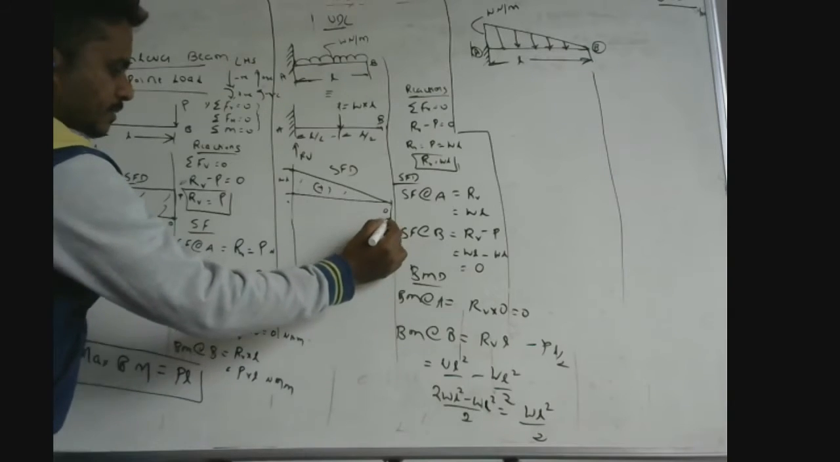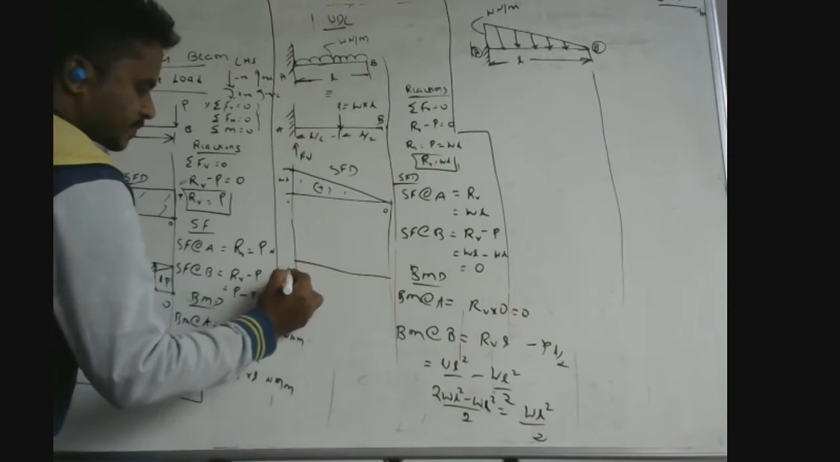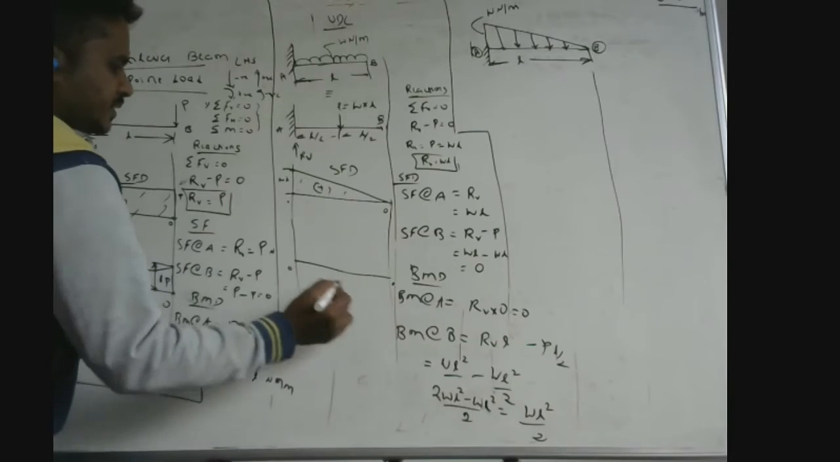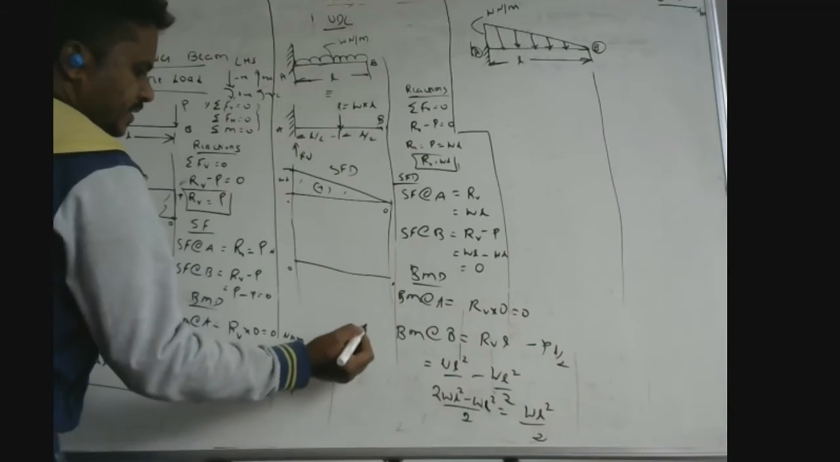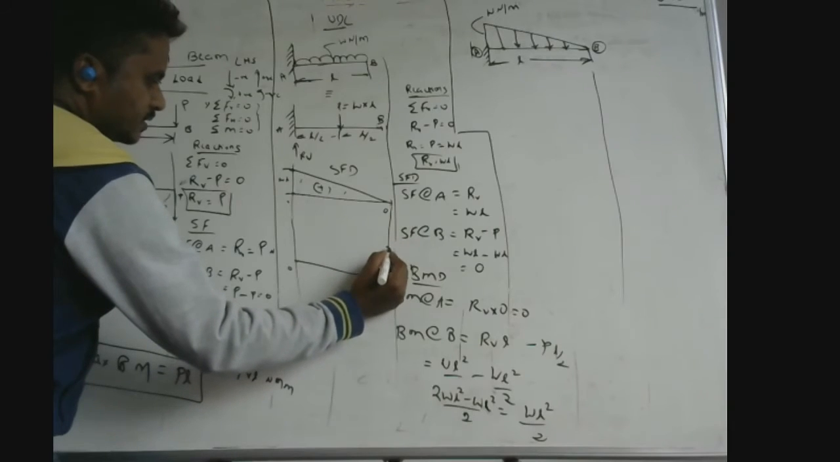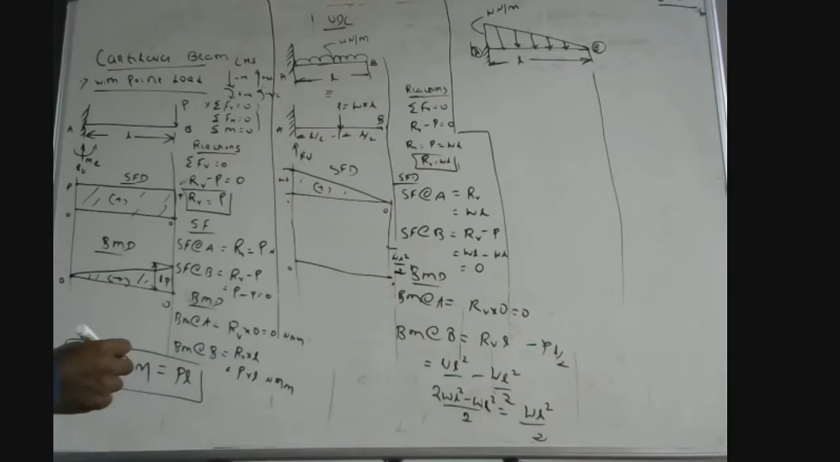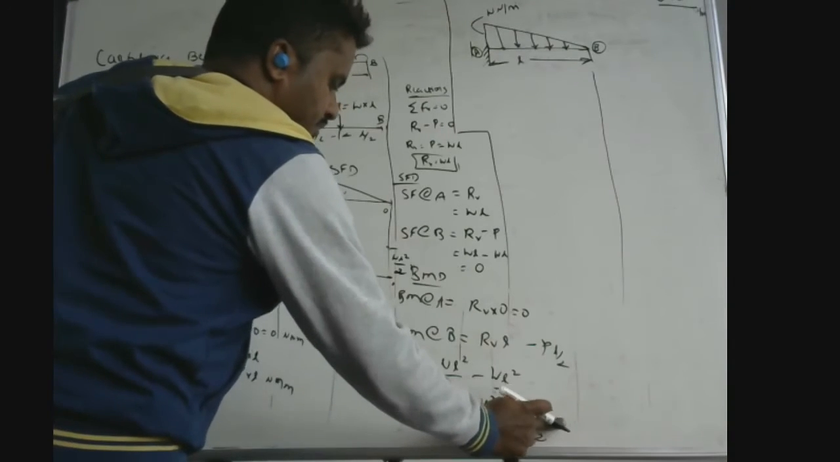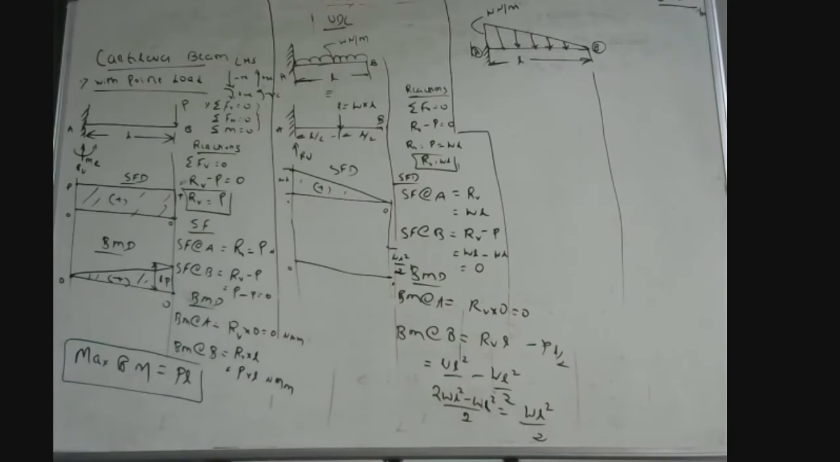Right? Let me plot now. So this is the base point. Bending at A is 0. And bending at B, we will mark the height as WL square by 2. So what is the variation of the graph? You can see L square is there. Therefore, you will get this type of graph. It is parabolic because L square will be there, no? That is the reason we will get a parabolic graph.